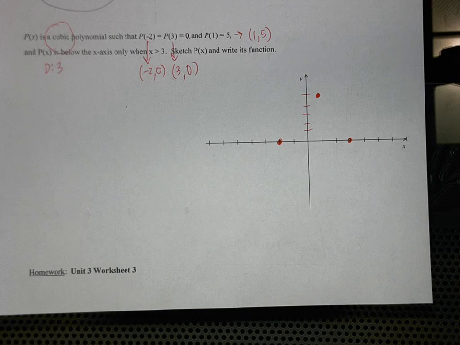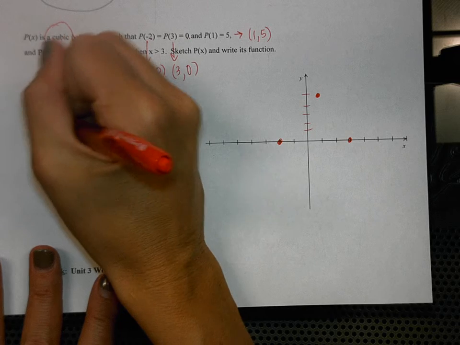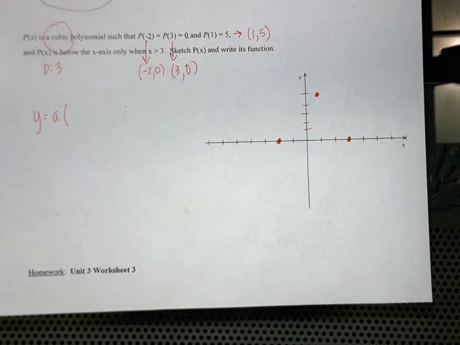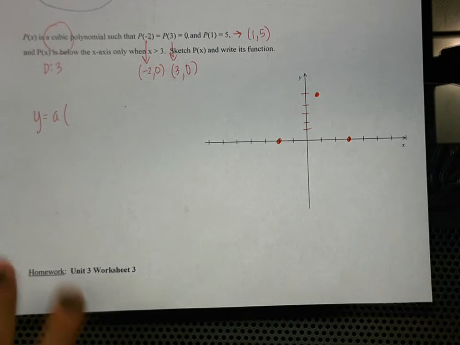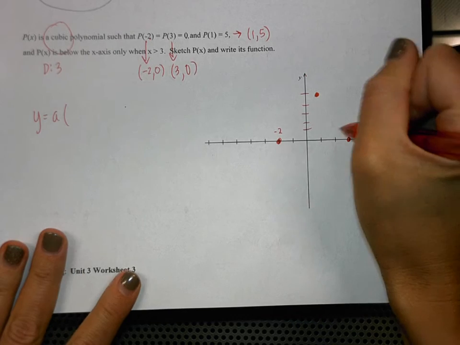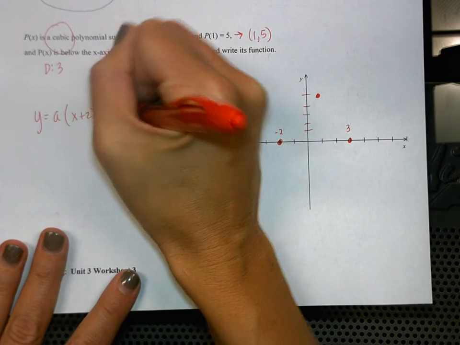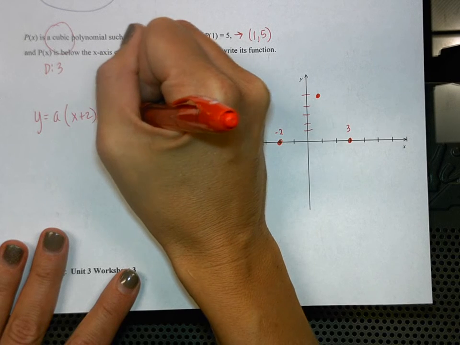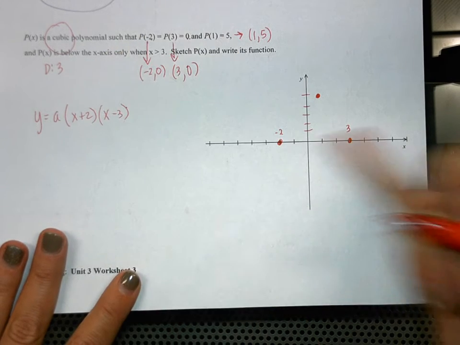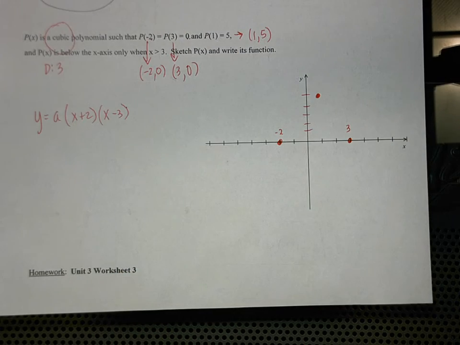All right, so could I start writing my equation right now? Okay, let's go ahead and just start writing it. We have y equals a, and then we're going to have what? This is a negative 2, good, and this is a positive 3, so it's going to be x plus 2, and then we have an x minus 3. Okay, and we didn't talk about bouncing or passing through here yet, but one of these is going to have to bounce. Why is that?